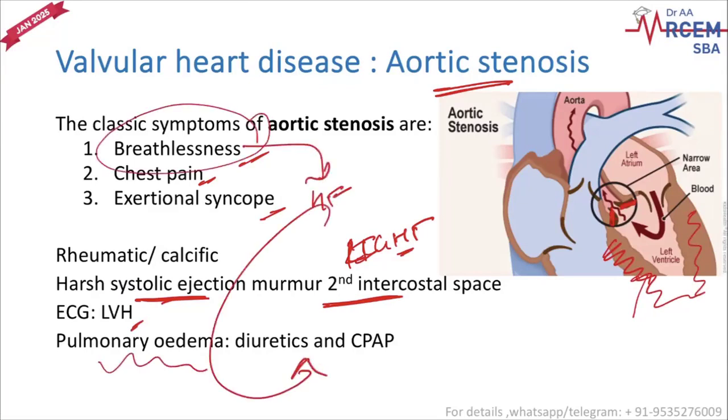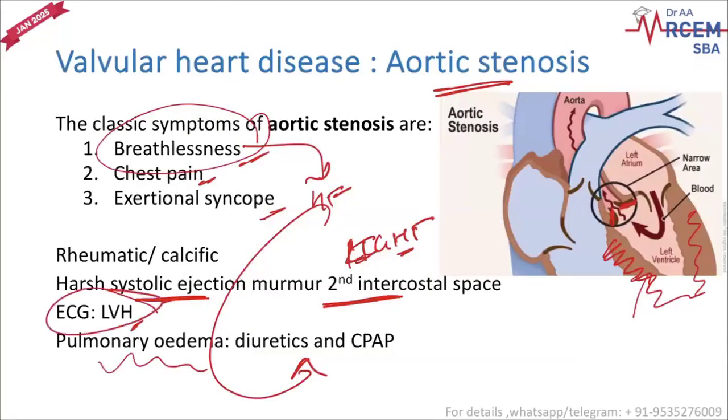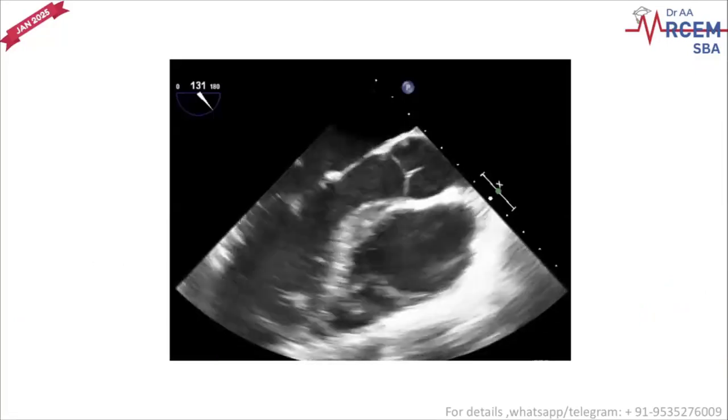So heart failure treatment, diuretics or CPAP, which we'll be learning in the next class, we'll be applying those parameters here. Again, the best modality to diagnose it will be an echo scan, because these LVH changes are non-specific. It is not only specific to aortic stenosis, it can be seen in a hypertensive patient also.